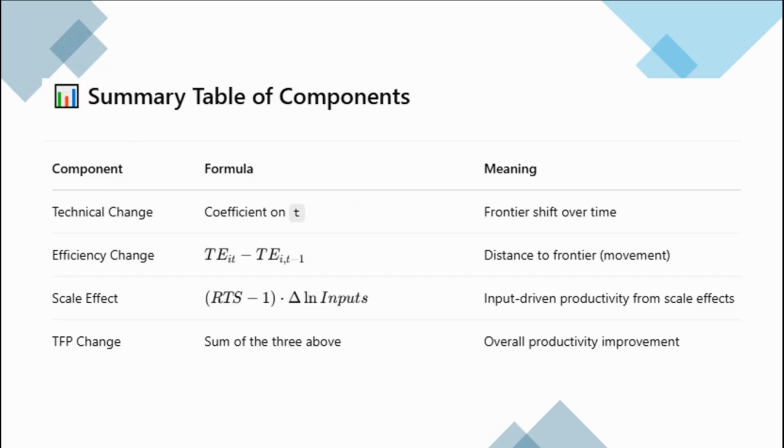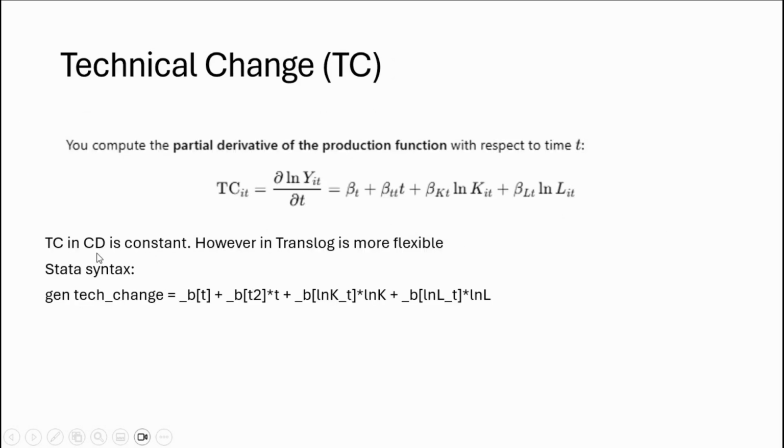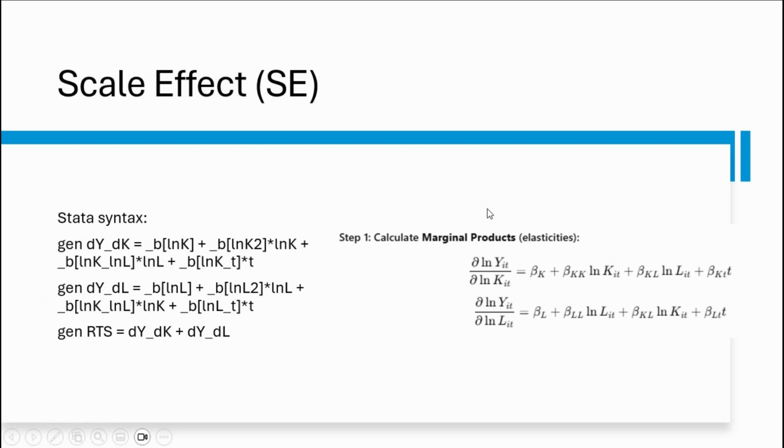Okay, this is our summary. This is if we use the translog. So this is the formula, this is the production function, and this is the TFP change. The technical change is different from the Cobb-Douglas. This is like this one. Scale effect also has a different formula, but the technical change is the same, and then the TFP change is the same.